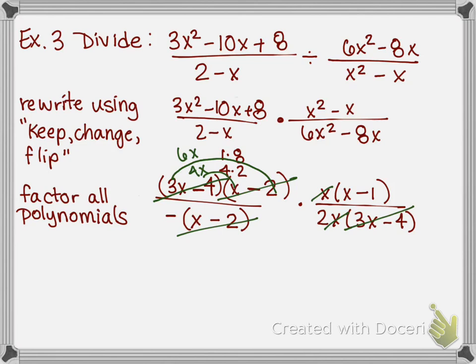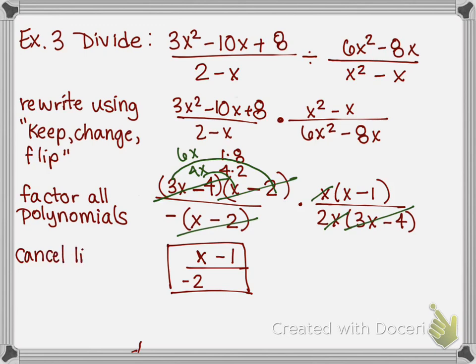Okay, so in the numerator, we only have left the x minus 1. In the denominator, we have a negative 2, and then that's it. So this is our final answer. All right, and our last step was to cancel any like factors.